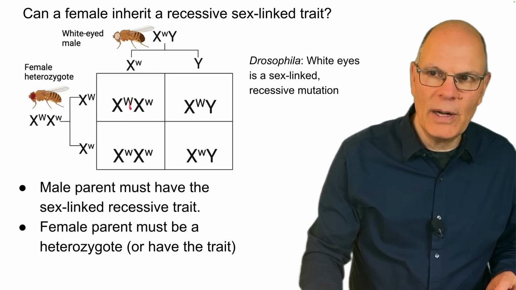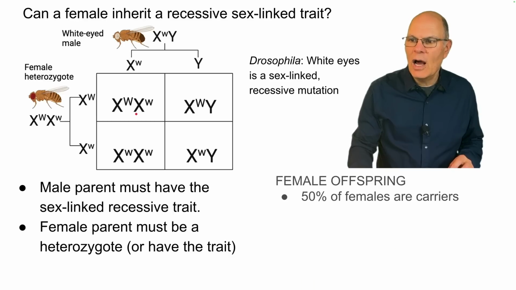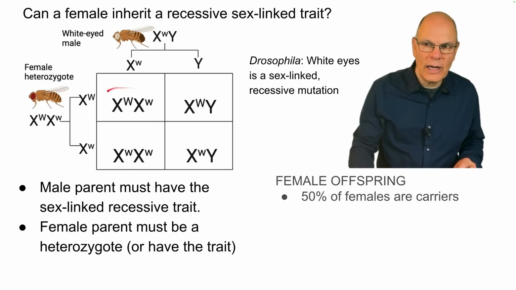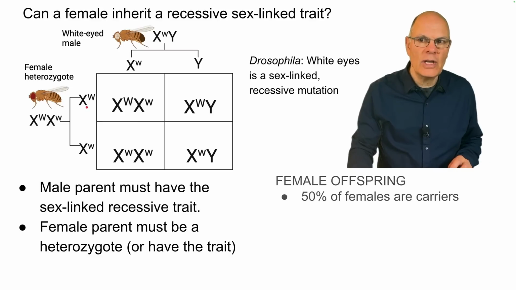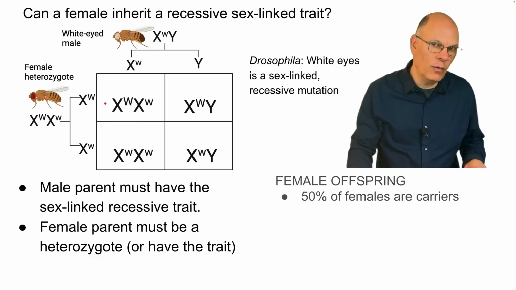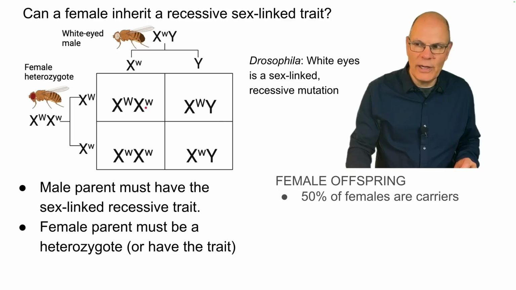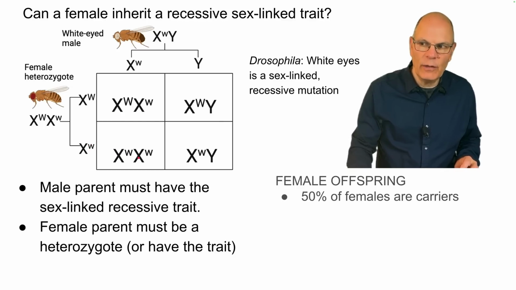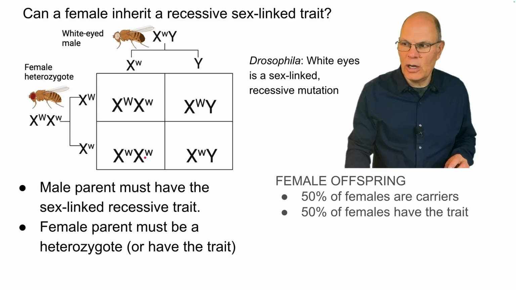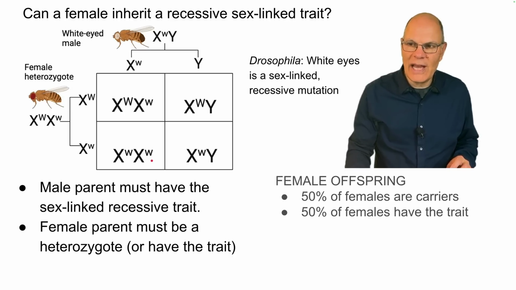And when we create the Punnett square, we can see that among the female offspring, 50% of the offspring are carriers. They have to be carriers. They get the normal allele, for red eyes in this case, from their mom. They get the recessive allele, for white eyes, from their dad. And in this case, they get the recessive allele from both parents. So 50% are carriers, and 50% of the females have the trait.